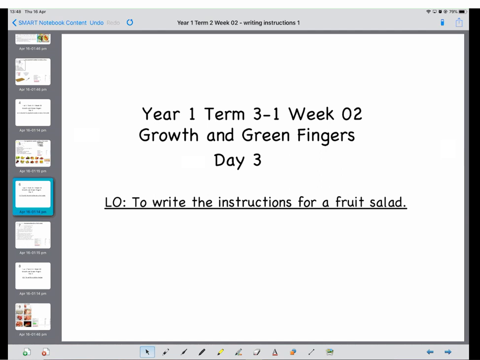So today we are looking at the instructions section of your recipe. We're going to be looking at how you tell somebody what they need to do in order to make a fruit salad. But before we do that, we're again going to be having our grammar session. So go get your whiteboards and whiteboard pens, and when you're ready, we'll start.